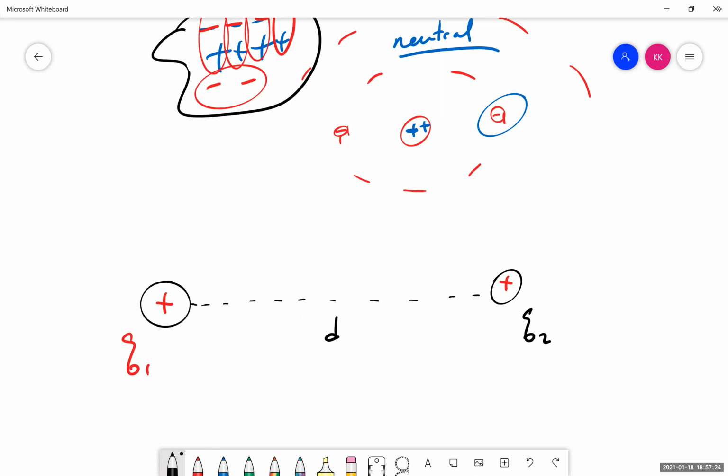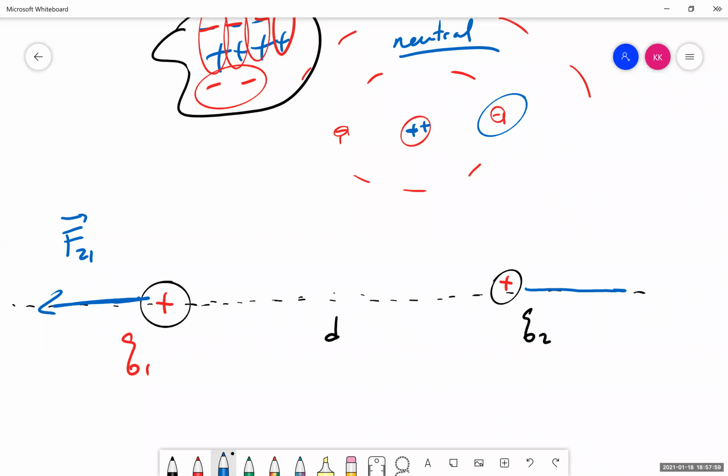That means the force acting on Q1 due to Q2 will be repulsive, and it's going to be along this radial line between those particles. This force is always going to be along the radial line. Q1 is pushing Q2, and Q2 is pushing Q1, away from one another. So there's going to be a force here: the force that Q2 exerts on Q1, which is the notation meaning charge two exerts force on charge one.